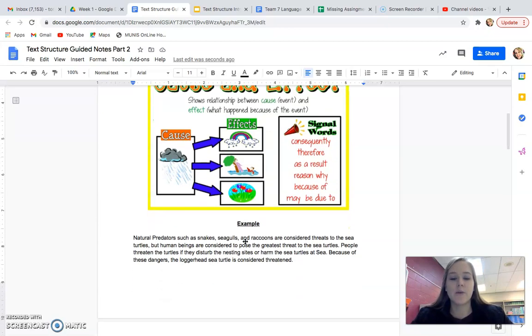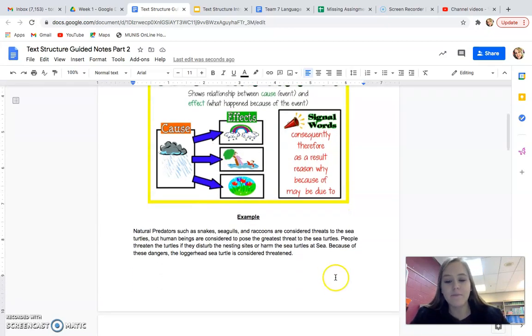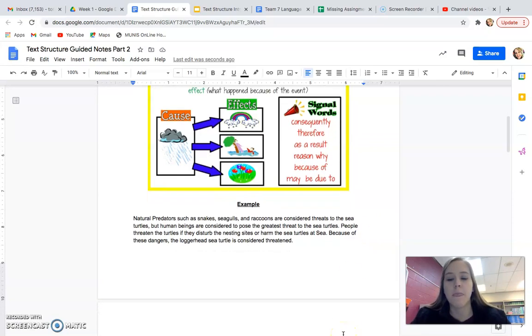Now, yesterday we were reading about turtles, and we are going to continue to read about them today. So let's look at this example passage of cause and effect. See if you can figure out what the cause is and then what the effect is from this passage.